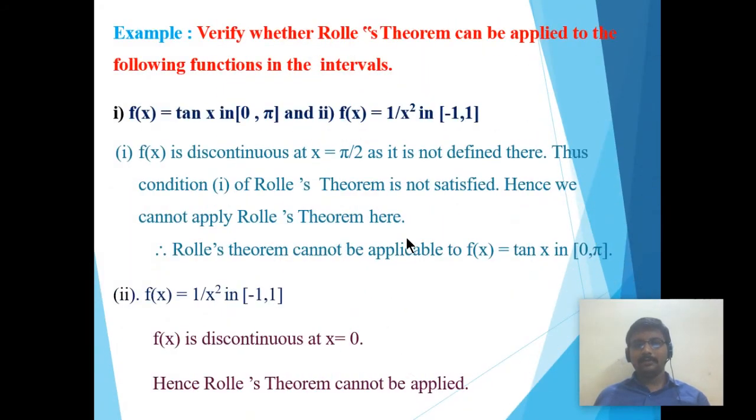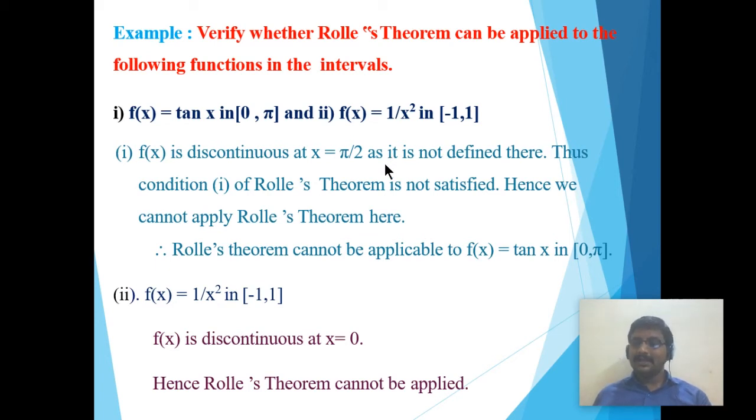Another application of Rolle's theorem. Example. Verify whether the Rolle's theorem can be applied to the following functions in the intervals. Given function is tan x, interval is 0 comma pi. And second one is f of x is 1 by x square in the interval minus 1 comma 1. For first function, clearly which is discontinuous at the point x equal to pi by 2, because the function is not defined there. What is the value of tan pi by 2? Infinity, undefined.